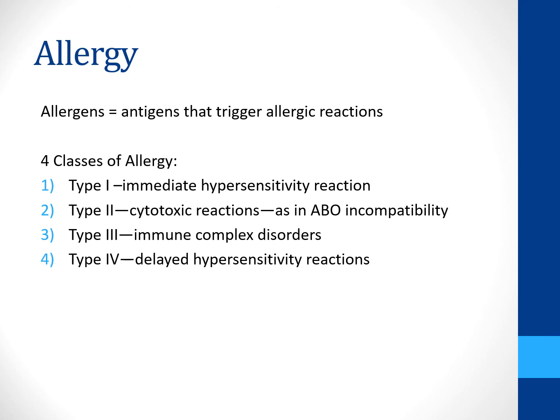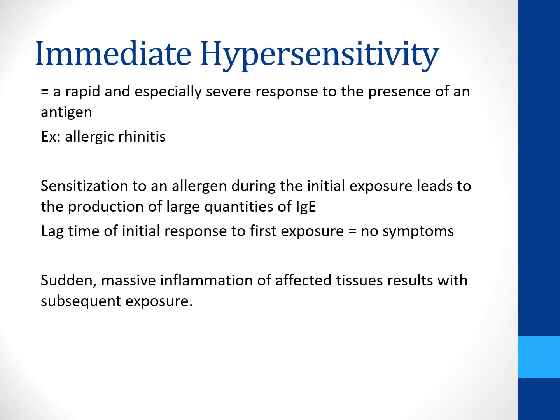Yeah, so allergens are antigens that trigger allergic reactions. So we have 4 different classes of allergies. Type 1 is immediate hypersensitivity reaction. Type 2 are cytotoxic reactions, like our ABO incompatibility. Type 3 are immune complex disorders, and type 4 are delayed hypersensitivity reactions. So we're going to talk about type 1, that immediate hypersensitivity.